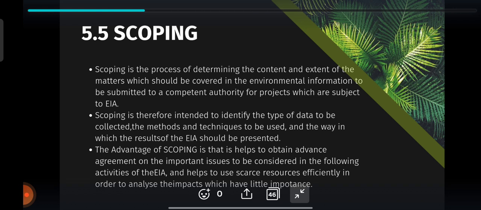The advantage of scoping is that it helps to obtain advance agreement on the important issues to be considered in the following activities of the EIA and helps to use scarce resources efficiently in order to analyze the impacts while preventing unnecessary investigation into the issues and impacts which have little importance. So, big advantage sa scoping kay makatabang ni para ma-avoid nato ang mga possible na issues sa mga activities sa EIA or Environmental Impact Assessment. Importante man na or dili importante na actions.